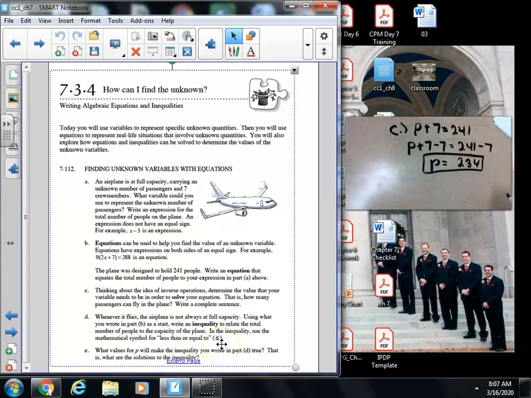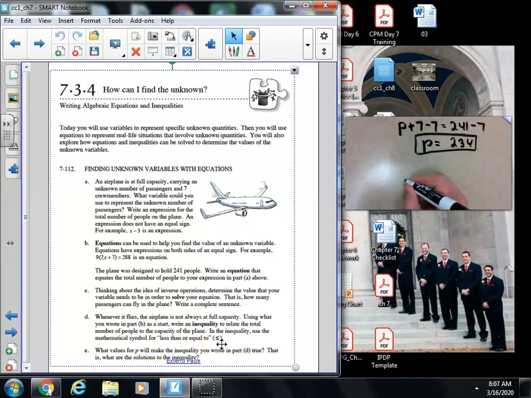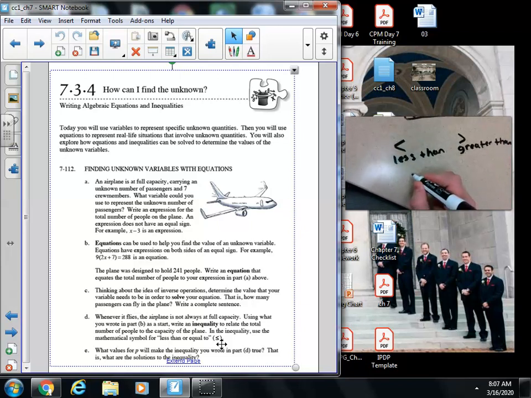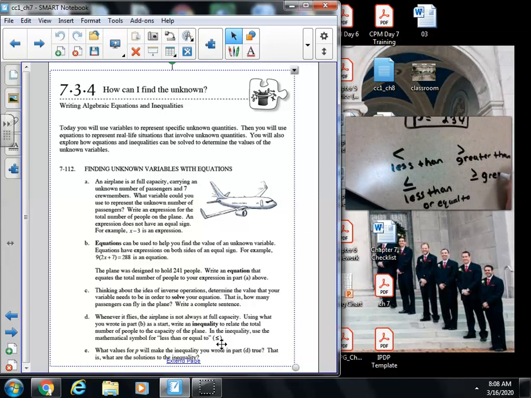So as a quick review, our inequality symbols are less than, greater than, less than or equal to, and lastly we have greater than or equal to.